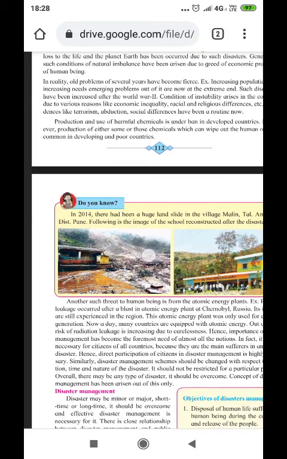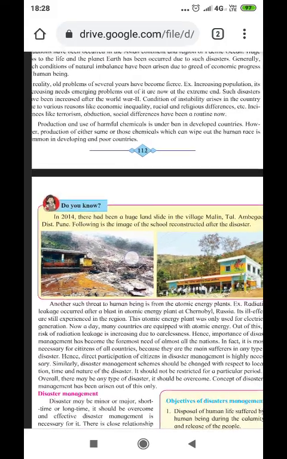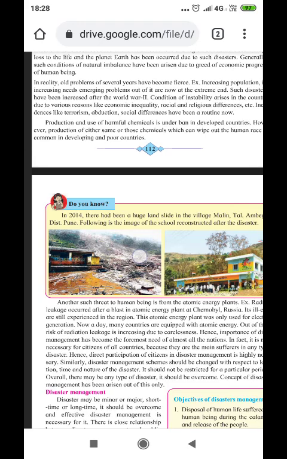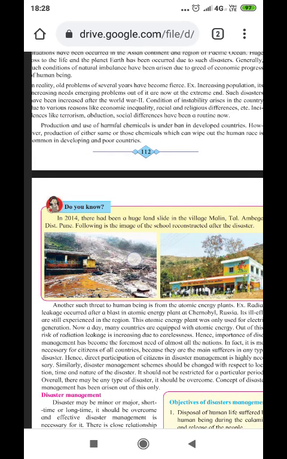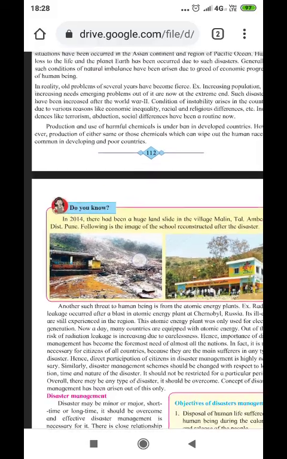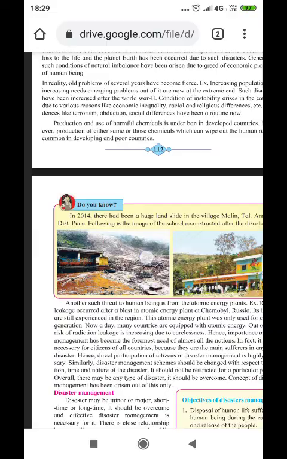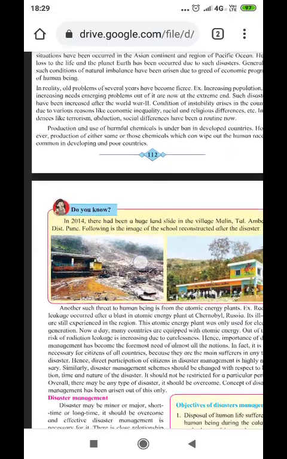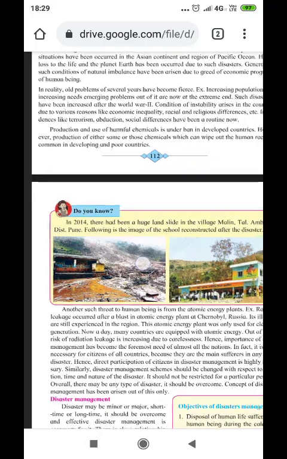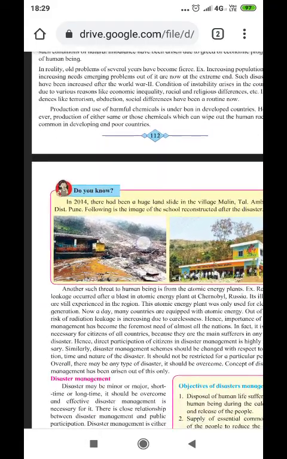In reality, old problems of several years have become fears. For example, increasing population, its increasing needs, and emerging problems out of it are now at the extreme end. Such disasters have increased after World War II. A condition of instability arises in the country due to various reasons like economic inequality, racial and religious differences, etc. Incidences like terrorism, abduction, and social differences have become routine now.